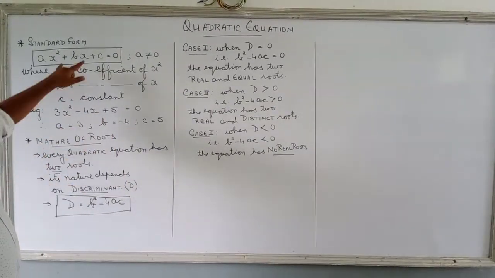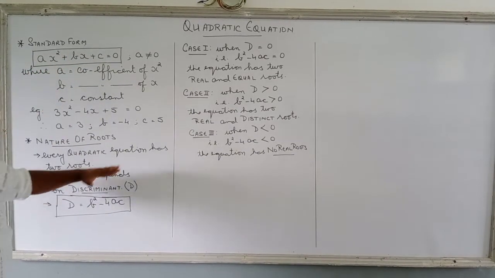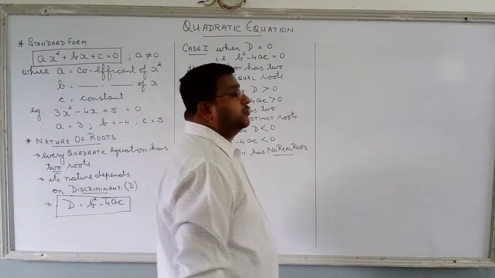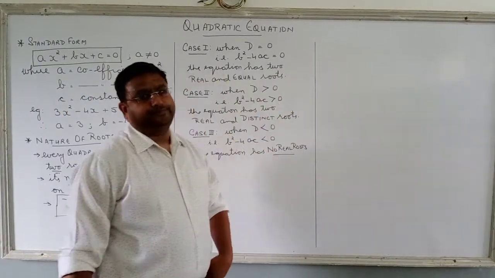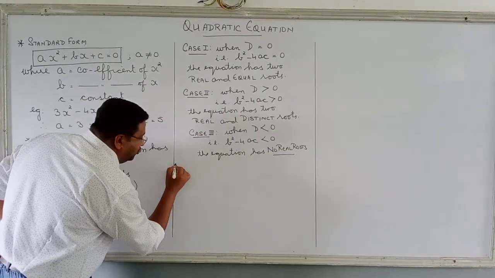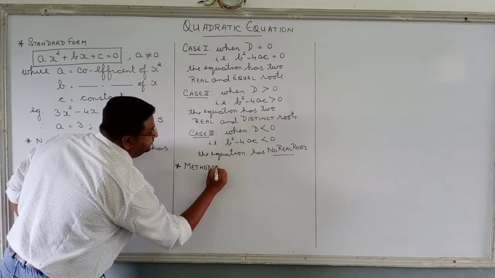Polynomial, linear equation, the standard form. First, coefficients, nature of roots, and then there are three methods for solving a quadratic equation. Three algebraic methods. Which are those three algebraic methods? Methods of solving.